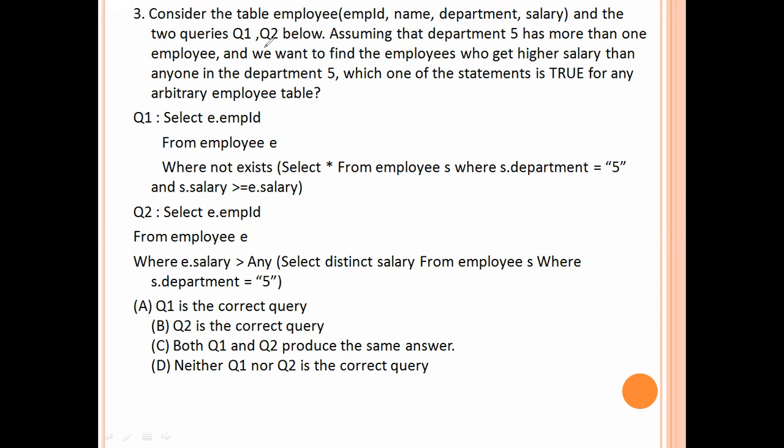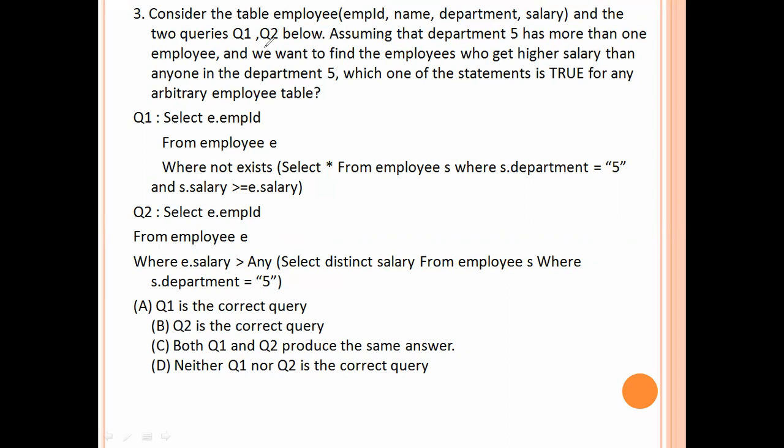Query 1: select E dot employee ID from employee E where not exists (select star from employee S where S dot department equal to 5 and S dot salary greater than or equal to E dot salary). Query 2: select E dot employee ID from employee E where E dot salary greater than any (select distinct salary from employee S where S dot department equal to 5). These two queries are given. Now, which one is true?